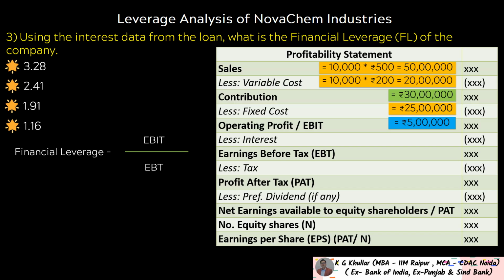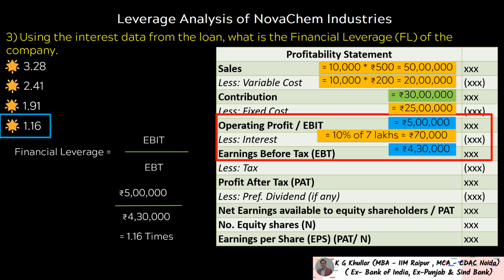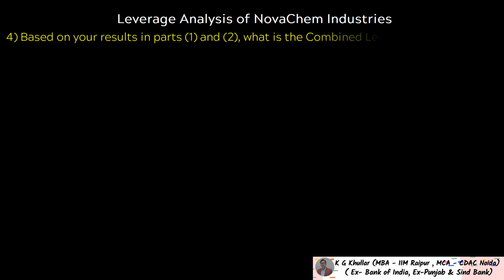And it's also given in the case that to expand operations, the company has taken a loan of rupees 7 lakhs at 10% interest per annum. So interest cost will be simply 10% of rupees 7 lakhs equals rupees 70,000. So EBT will be simply 5 lakhs minus 70,000 equals rupees 4 lakhs 30,000. And financial leverage will be simply EBIT divided by EBT equals 5 lakhs divided by 4 lakhs 30,000 equals 1.16 approximately. Thus the correct option for the given question is option D.